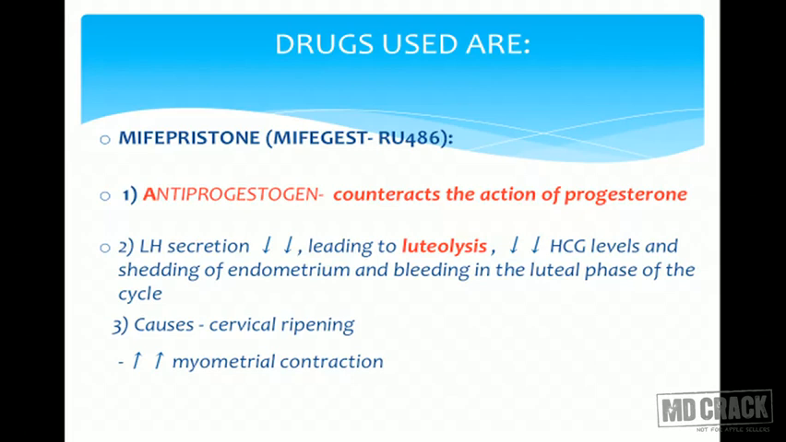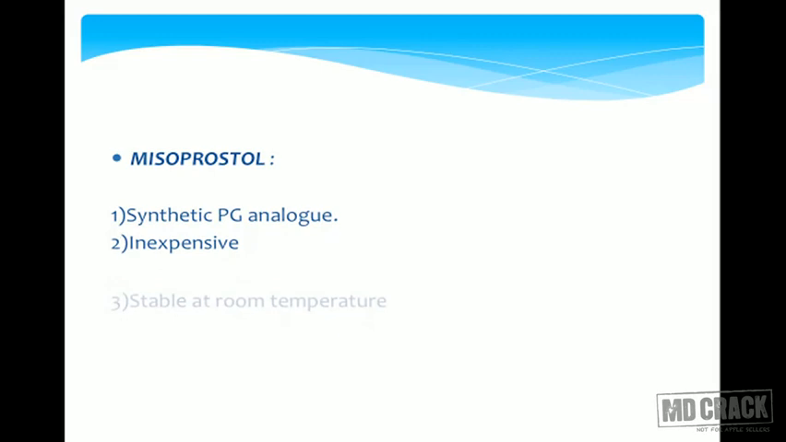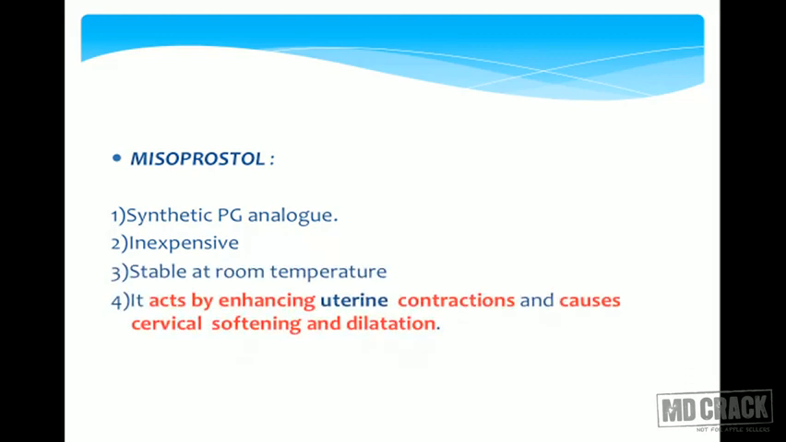It also causes cervical ripening and increases myometrial contraction. So it helps in taking out support, or stops nurturing the baby or the fetus, and then starts softening the cervix so that it gets easily dilated, and then the pregnancy or the products of conception can get expelled out. The second drug used in medical termination is Misoprostol. This is a prostaglandin, a synthetic PG analog, inexpensive, stable at room temperature, and it acts by enhancing uterine contractions and causes cervical softening and dilatation.